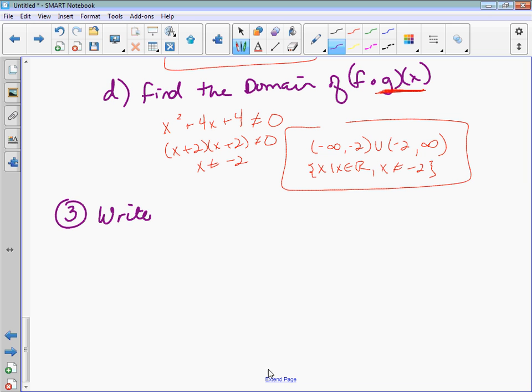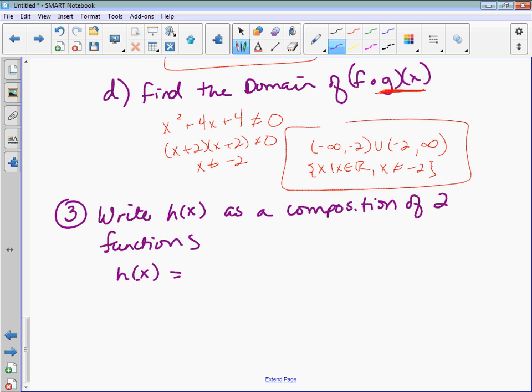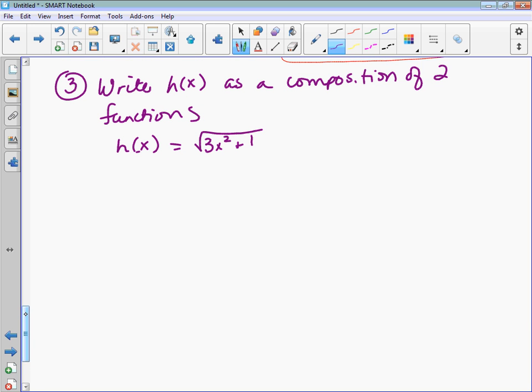All right, write h of x as a composition of two functions. So I give you h of x equals square root of 3x squared plus 1. You need to come up with an f of x and a g of x so that h of x can equal f of g of x. It sounds complicated, but it's really not that bad.